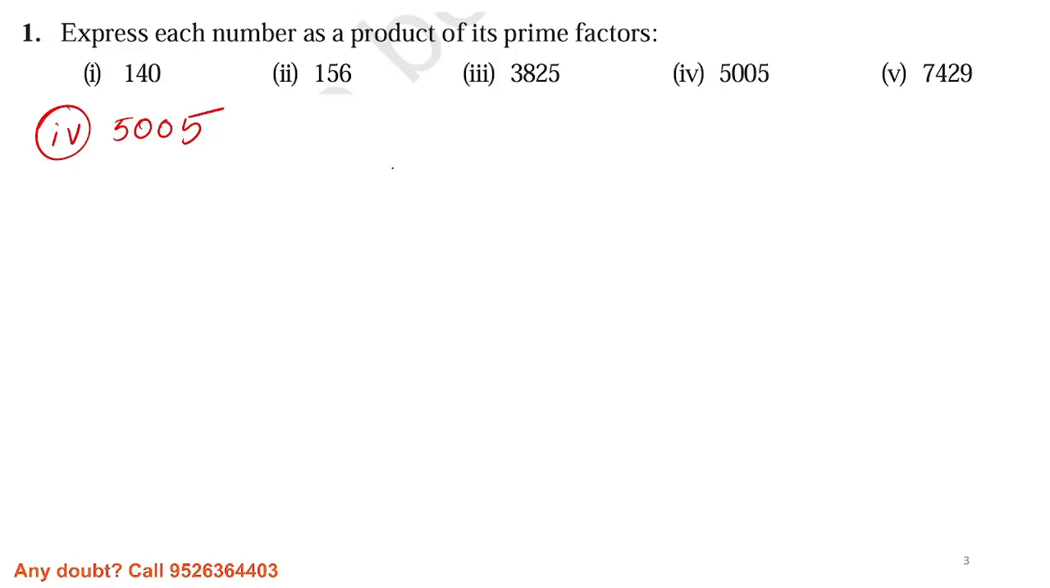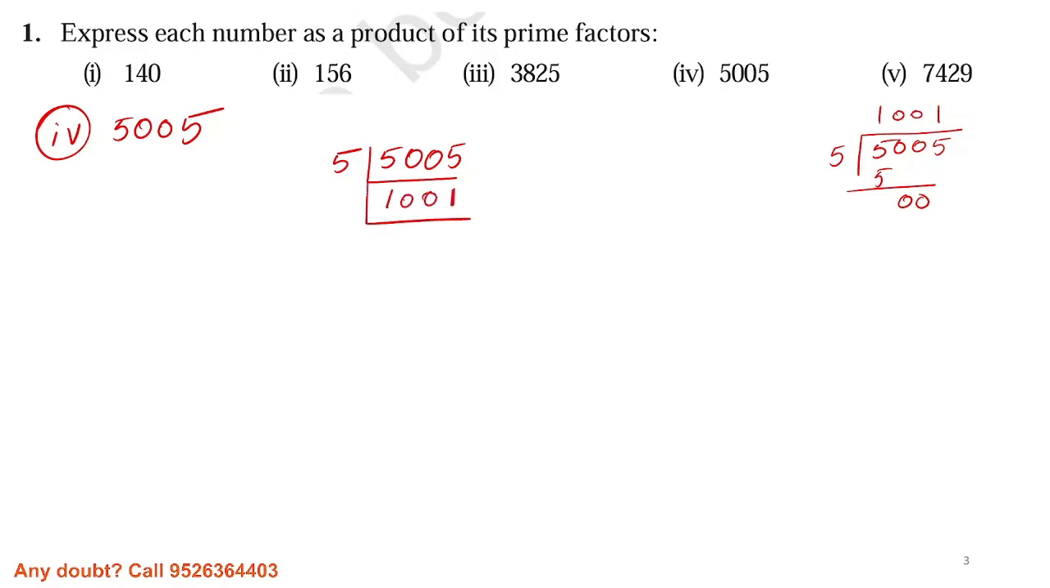So first of all, what is to be done? 5005 is to be divided by 5. Why divided by 5? Because it is ending in 5. Any number ending in 5 is divisible by 5. So you have to do the division. This question is a little bit harder, but the first part is okay. The rough calculation is not required. 5005 divided by 5, you will get 1001.